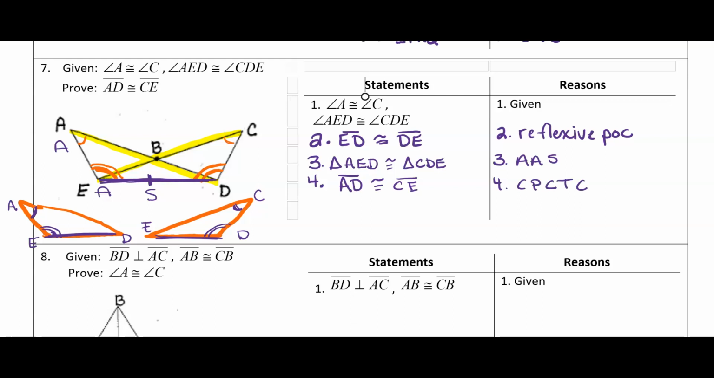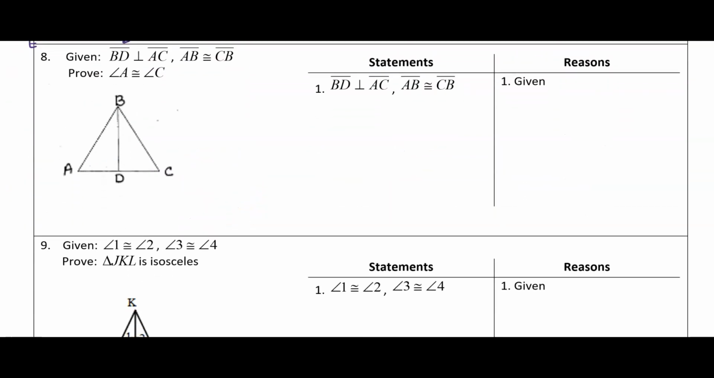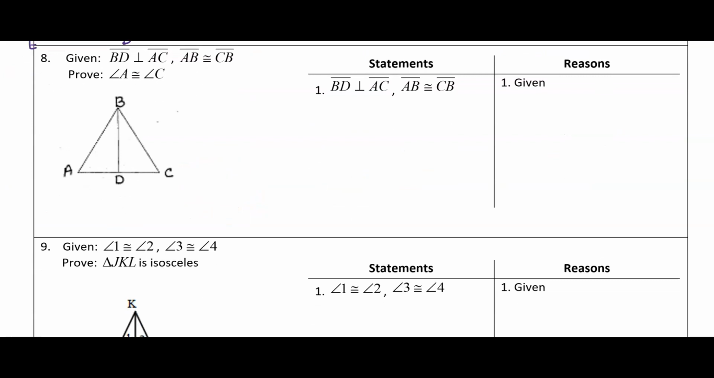So again, anytime you have overlapping figures, separate them so you can see relationships. Moving on to number 8. This one is given BD is perpendicular to AC, and AB is congruent to CB. Now, if you notice the perpendicular, that's a big step, so that's in an indirect way telling us we have a right angle, which leads to a right triangle.